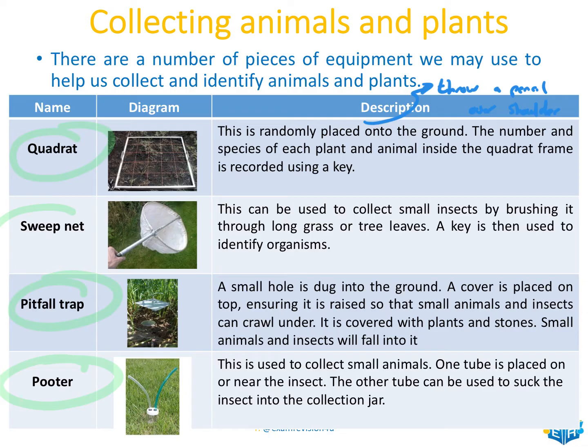And a pooter then, so this is used to collect small animals. One tube, and really important, it's the tube that doesn't have the gauze, is placed on or near the insect. And then the other tube, which will have a little gauze down at the end of it, is used to suck the insect into the collection jar. Really important that it's the one that doesn't have the gauze that goes over the insect, and the one that does have the gauze that goes into your mouth, because you don't want to accidentally suck an insect into your mouth.